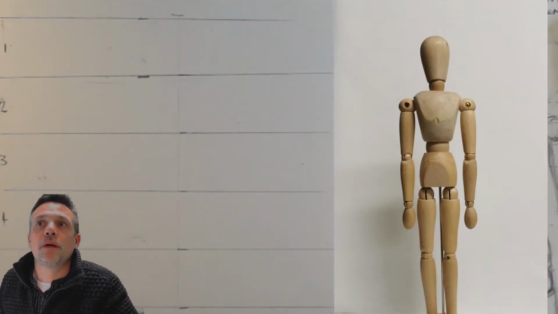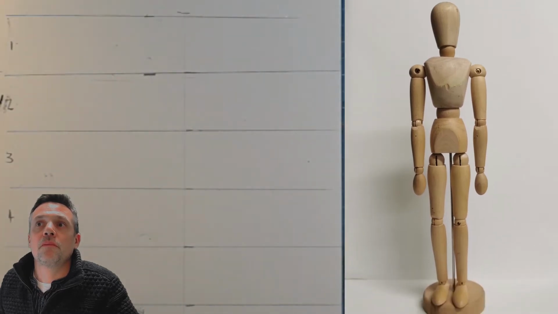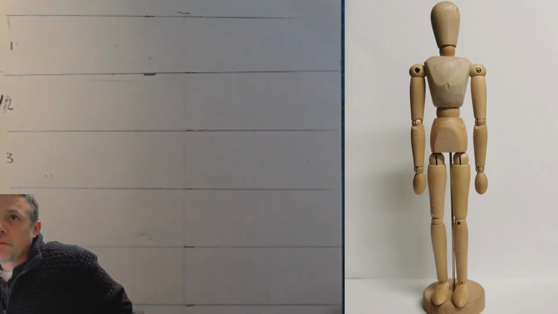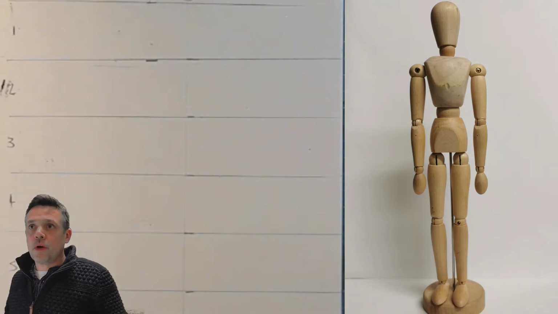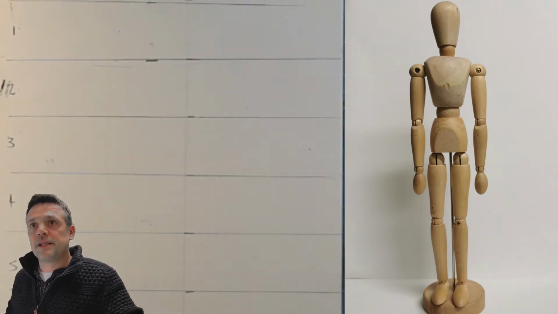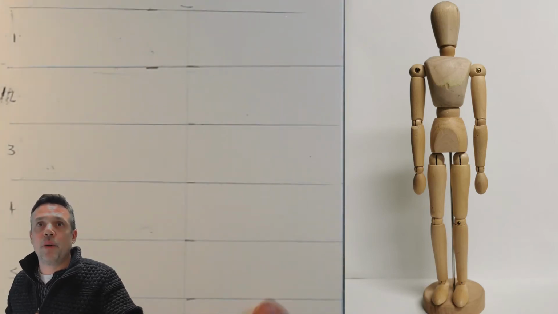Right, sorry, I'll get rid of this man, put up the other one. There you go. I've tried to make him as big as I can. Okay, so what we're going to do then is we're going to start by putting in the head into the first space at the top.